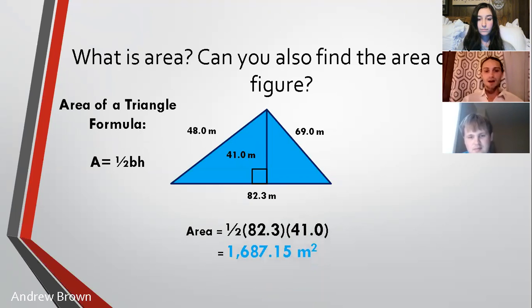So when we do that, this is what it looks like. So we have 1/2 times 82.3 times 41, and we get 1,687.15 meters squared. And so that's how you solve for the formula right there. You just plug in.